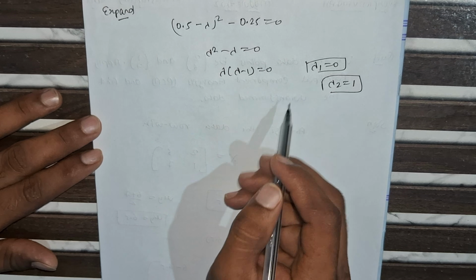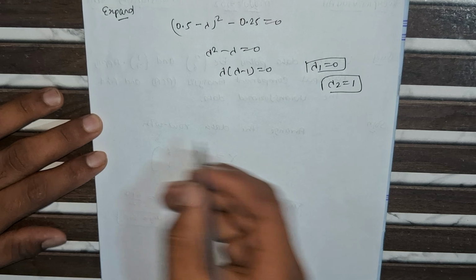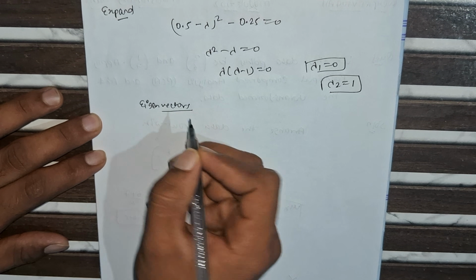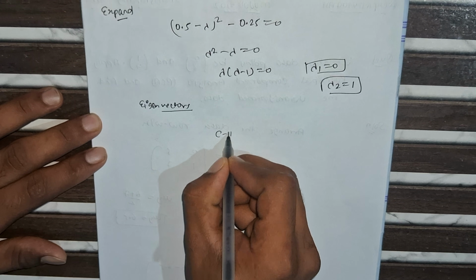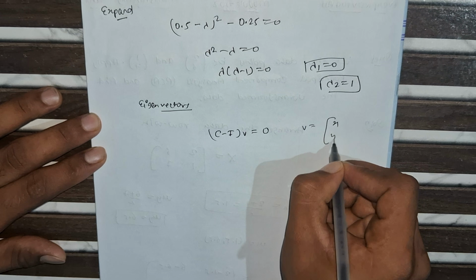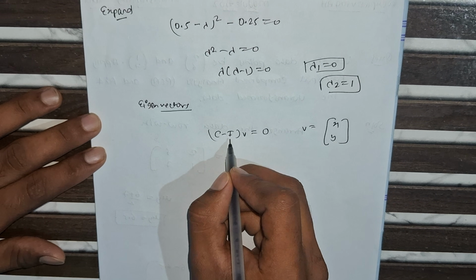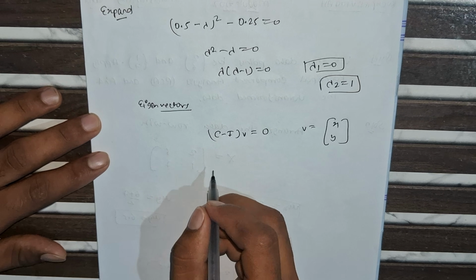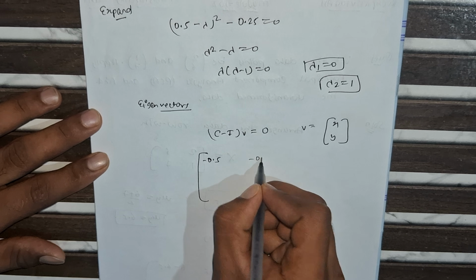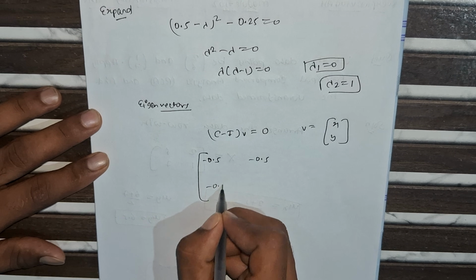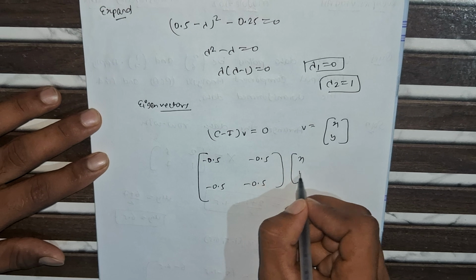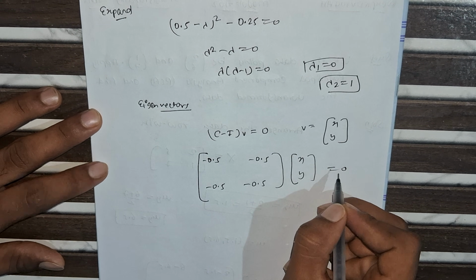So now with the help of these eigenvalues we have to find the eigenvectors. The eigenvectors satisfy (C minus λI) into V equals 0. V is nothing but our eigenvector, which is x comma y, C is our matrix, and I is our identity matrix. So what is the value of C? Which is minus 0.5, minus 0.5, minus 0.5 and minus 0.5, multiplied by our x, y, which is equals to 0.